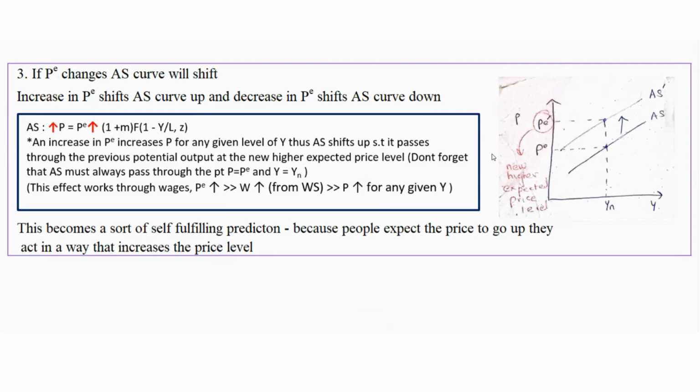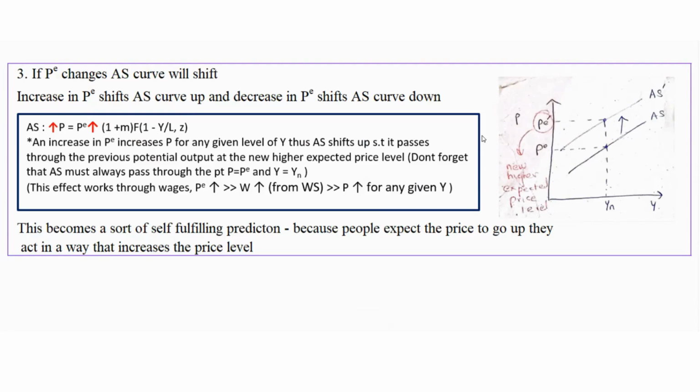So we know an increase in expected price level increases P for any given level of Y, thus the entire AS curve shifts. Here it's important to keep in mind it shifts in such a way that it passes through the previous potential output Yn at the new higher expected price level P prime. Because remember, the AS curve always passes through the point P is equal to PE and Y is equal to Yn. Initially it was passing through this point where P was PE and Y was Yn. Now the expected price level has gone up, instead of PE, say it's P prime. So now it has to pass through the previous potential output, which hasn't changed, but at the new higher expected price level.